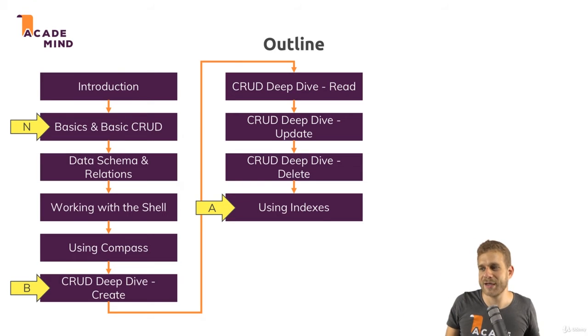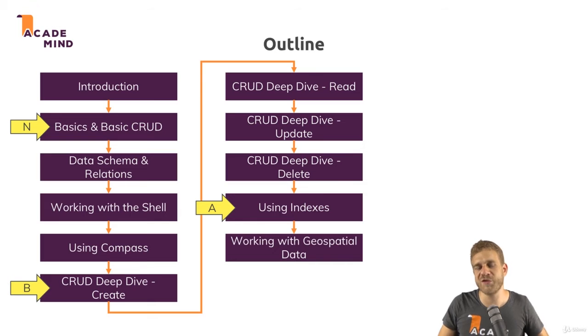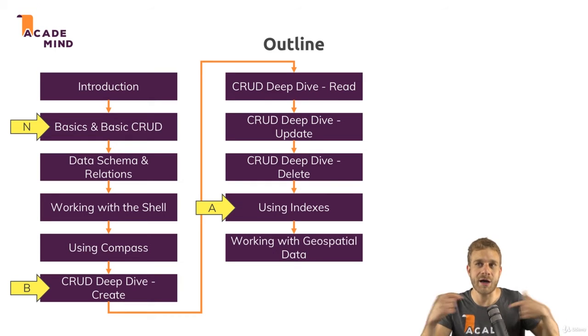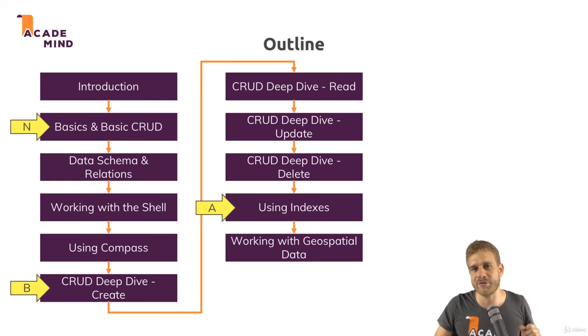Now, after indexes, we'll work with geospatial data, because MongoDB is actually really great at storing locations and at querying that, so that you can do things like, I am here, which is the closest restaurant. That is really easy to do with MongoDB, as you will learn in this module.